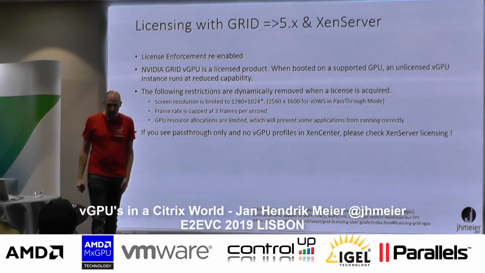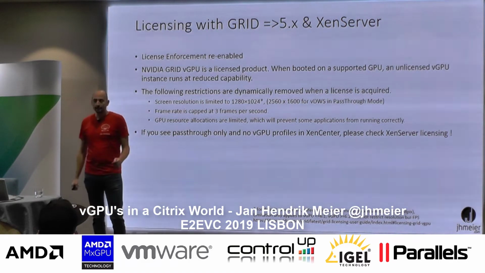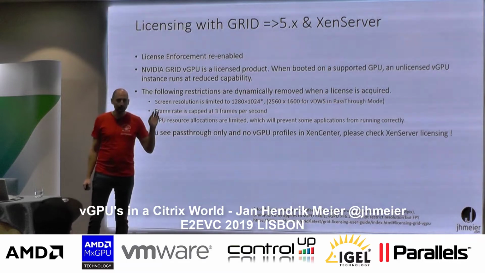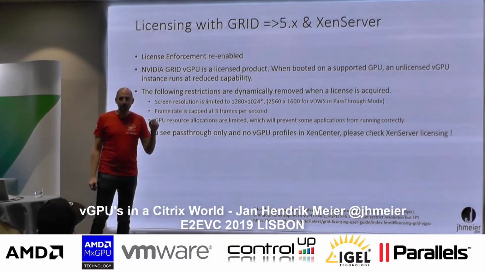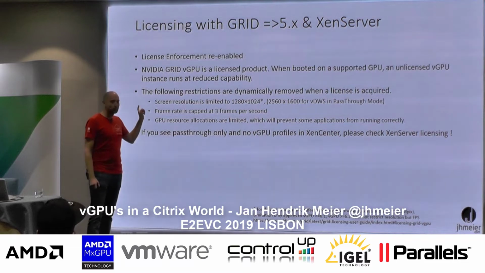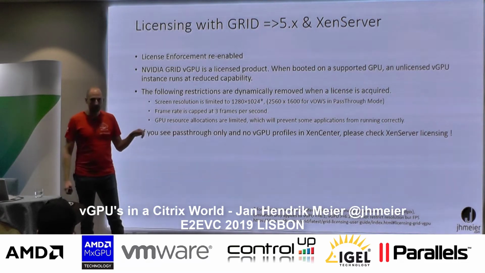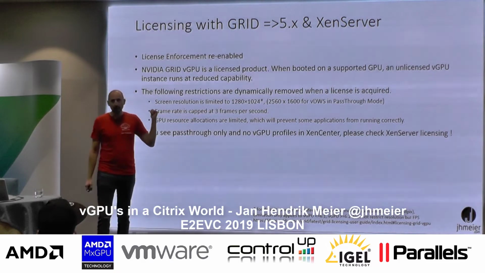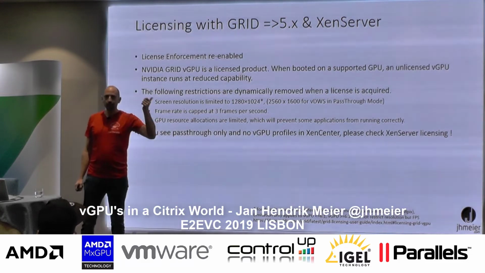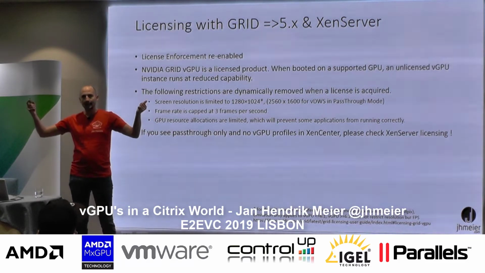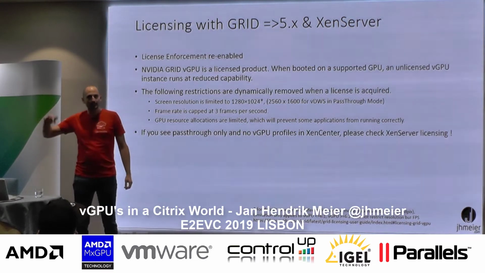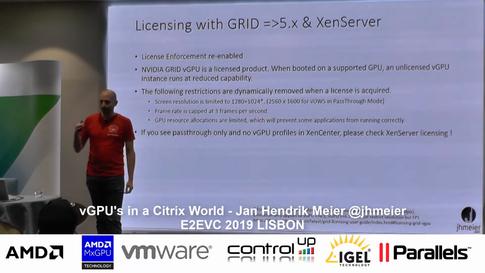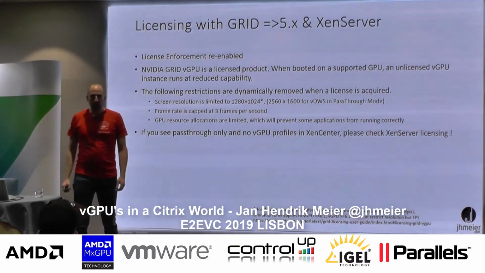Since GRID 5, NVIDIA enforces licensing. That means when the VM is booted and there is no license available, the frame rate is capped to 3 frames per second. At some point they also limited the resolution. This has changed again, so in current releases only the frame rate is limited, but that's still valid. If you boot your VM and the agent registers too early, before the VM has grabbed the NVIDIA license, the user connects and has a bad experience. So you need to consider delaying the registration of the VM so the NVIDIA license is correctly applied.